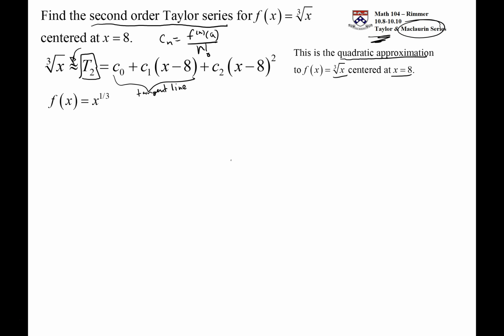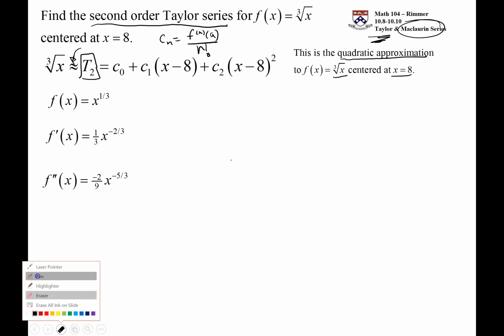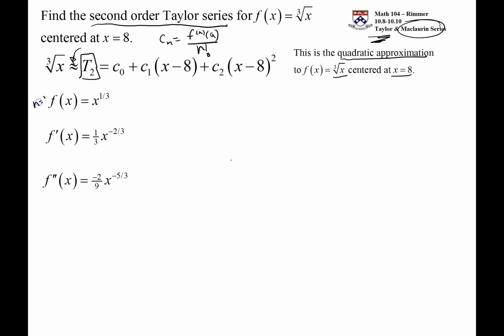We're going to first start off with the function itself. That's the 0th derivative. And then we take the first derivative, and we take the second derivative. We know to stop there because we're trying to take it up to x squared, and so we stop at the n equals 2 level.